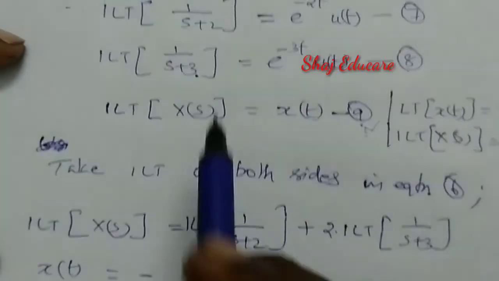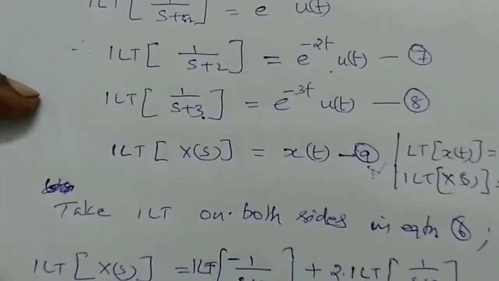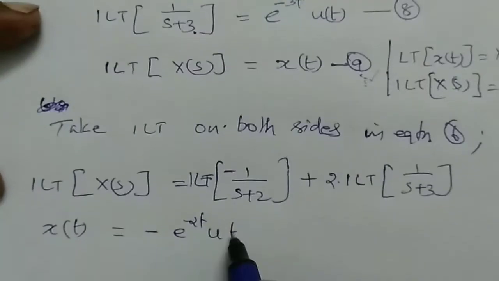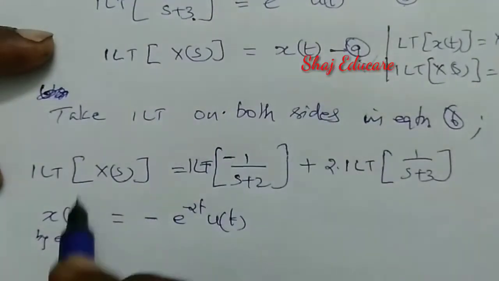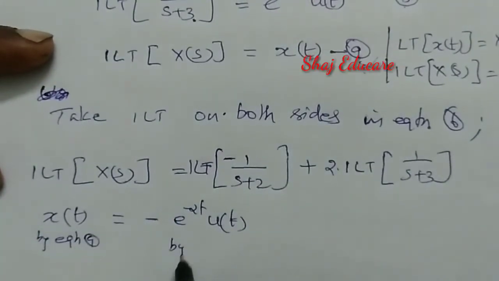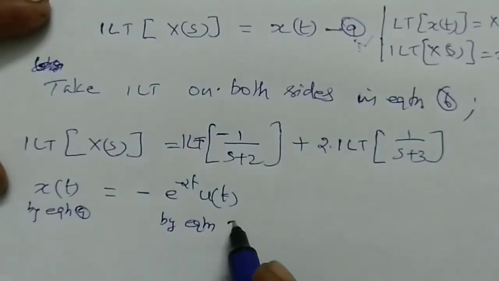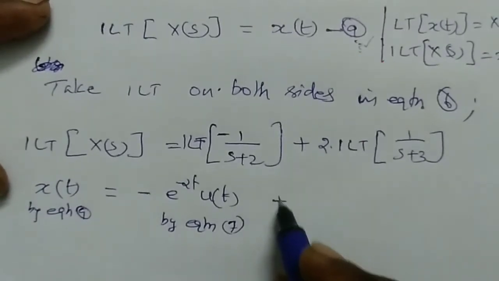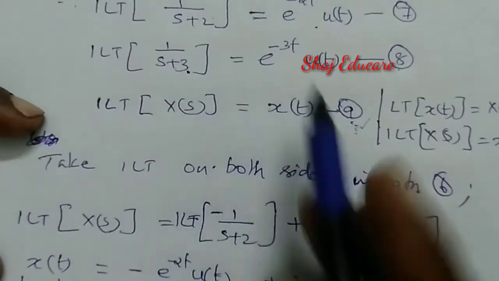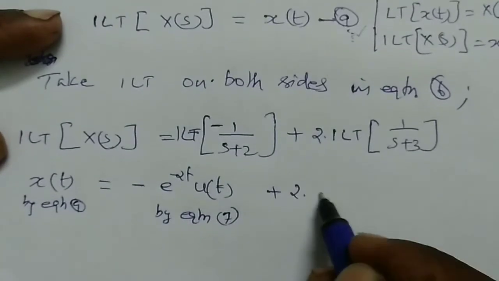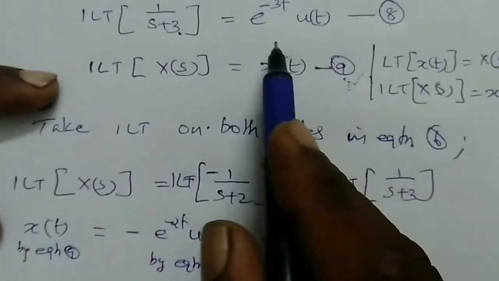The inverse Laplace transform of 1 by s plus 2 is equal to e raised to minus 2t u of t, by equation 7. Then plus 2 into the ILT of 1 by s plus 3, which is equal to e raised to minus 3t u of t, by equation 8.